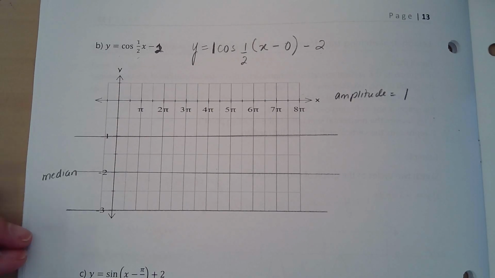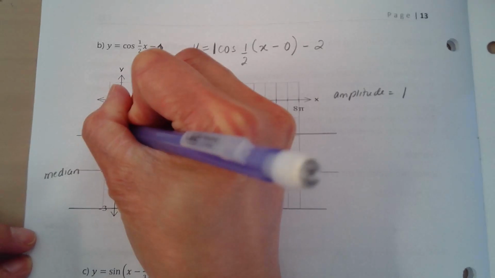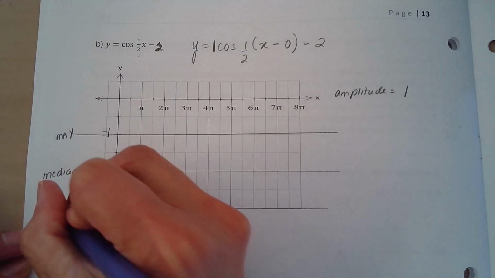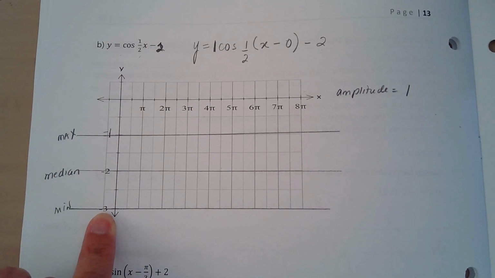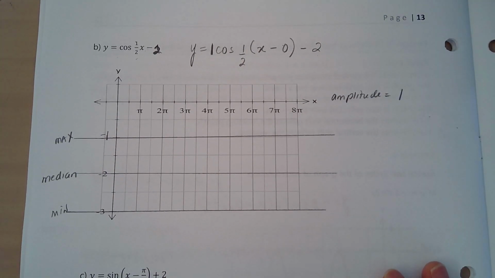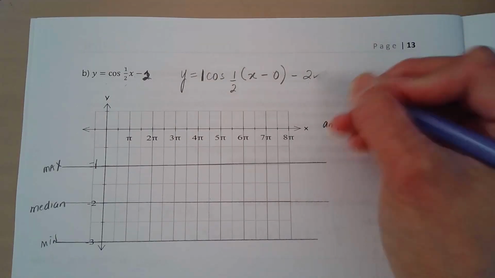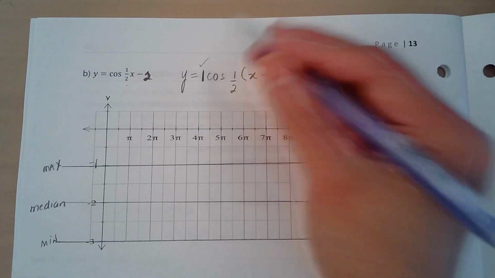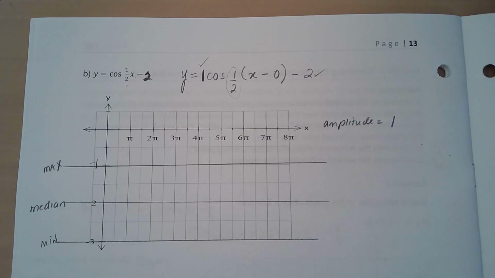So what's our maximum value? 1? Or -1. Our maximum is negative -1. And what's our minimum value? -3. Okay, what else? So there's that one, we did the vertical shift. We did the amplitude, that's 1. Now we have to do the b.